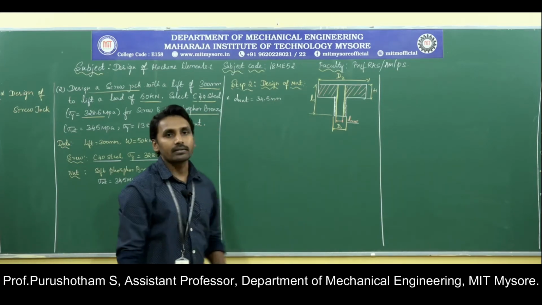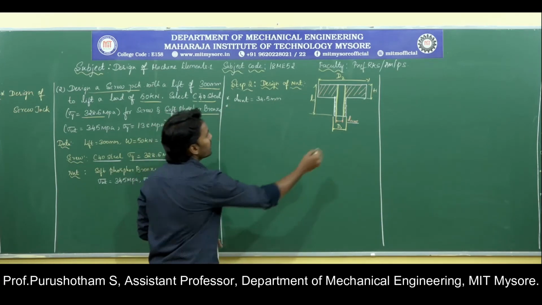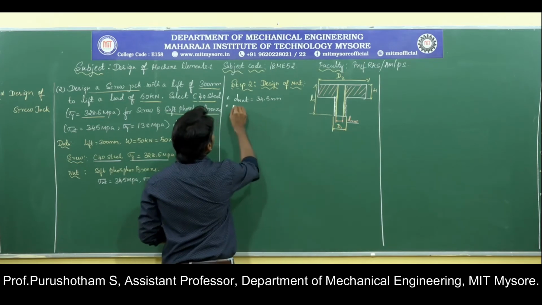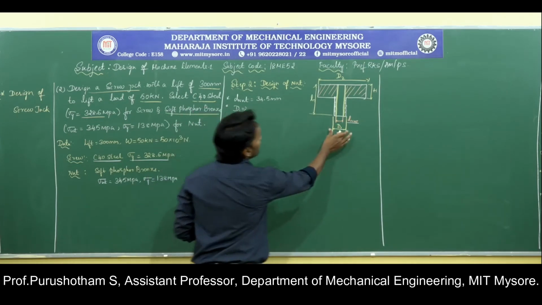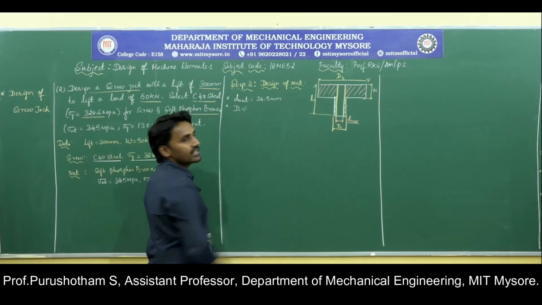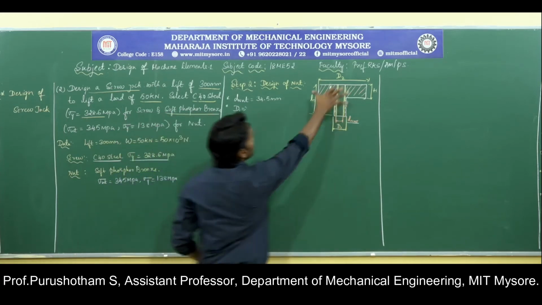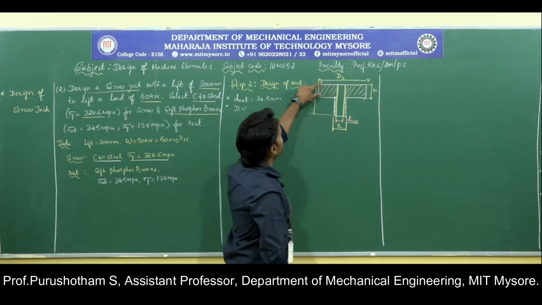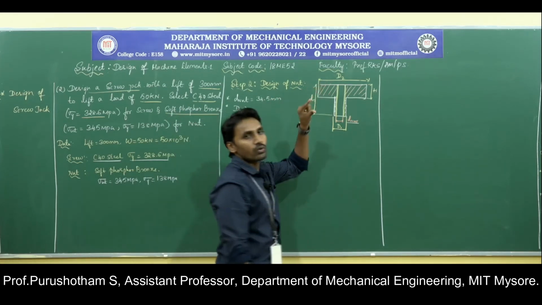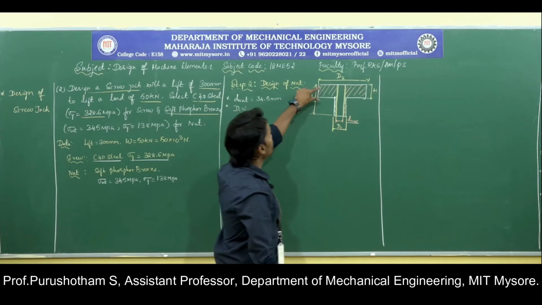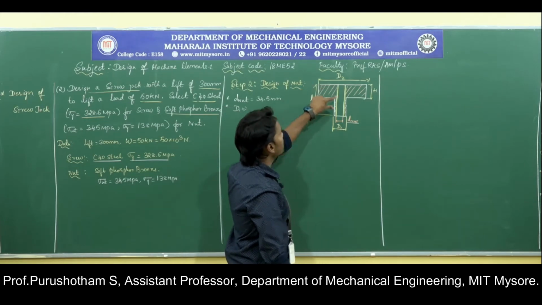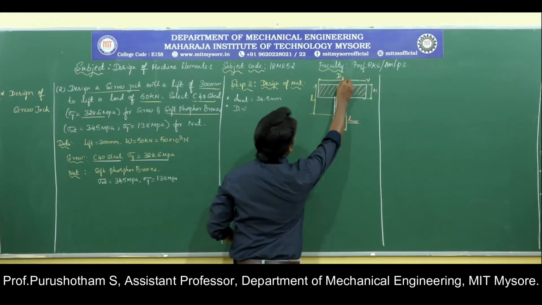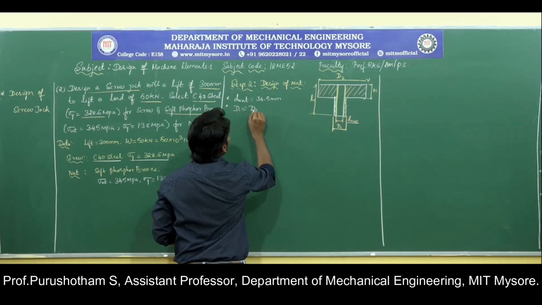34.5 millimeter, which is already found out. Then D1 is the outer diameter of the nut, so we need to calculate this one. D2 is the outer diameter of the nut flange. This will be the nut flange to compensate the compressive load, the flange which is provided for the nut. So this will be the outer diameter of the nut flange.